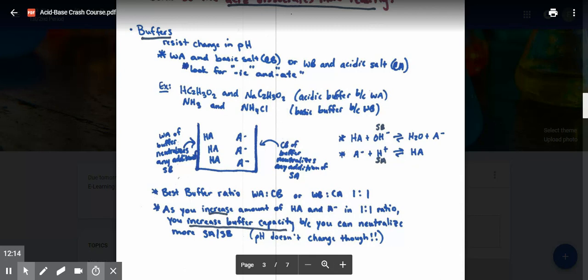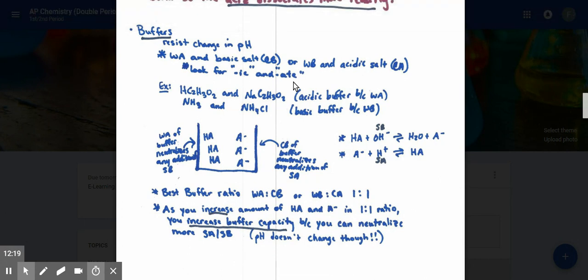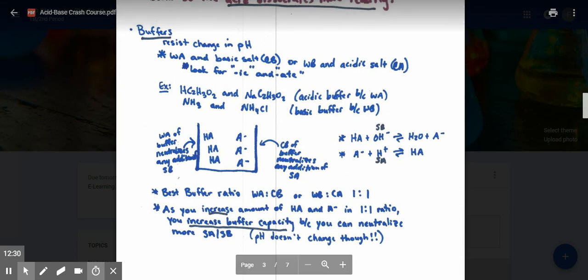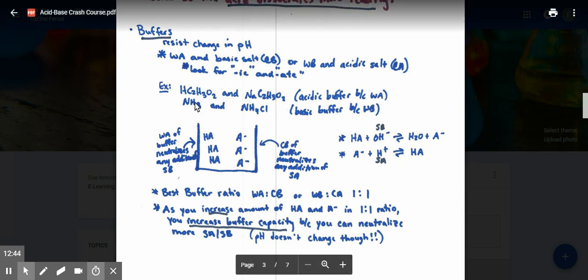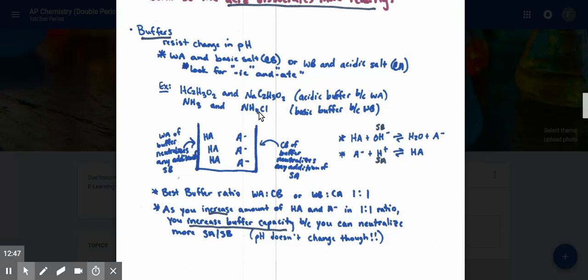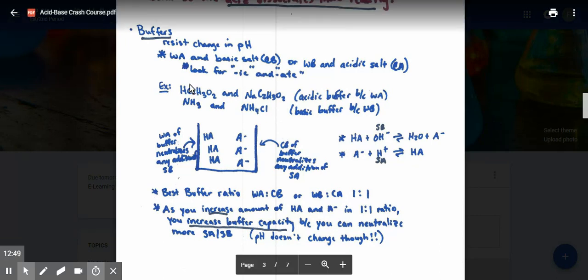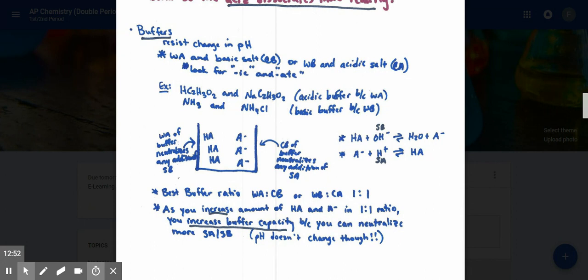When you're reading free response questions, one thing to help you is you're looking for "ic" and "ate." So for example, you have acetic acid, that's where the "ic" is, and sodium acetate, so the "ate." When you see both of those present in a free response question, if you recognize the "ic" and "ate" combination, then you know that you have a buffer there. You have acidic buffers, you have basic buffers. It's all depending on whether or not you have a weak acid or a weak base listed there. So this would be a basic buffer because it's a weak base with an acidic salt. This would be an acidic buffer because it's a weak acid with a basic salt.